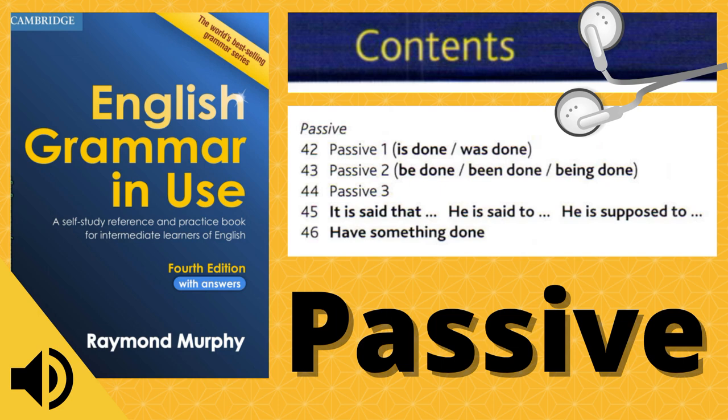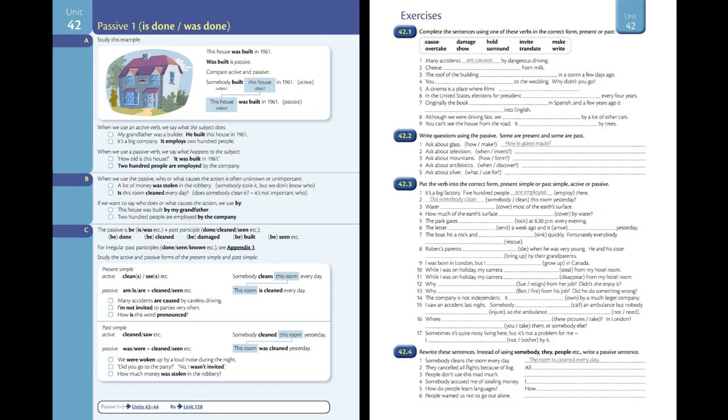English Grammar in Use by Raymond Murphy, a self-study reference and practice book for intermediate learners of English. Unit 42, Passive 1: is done, was done.